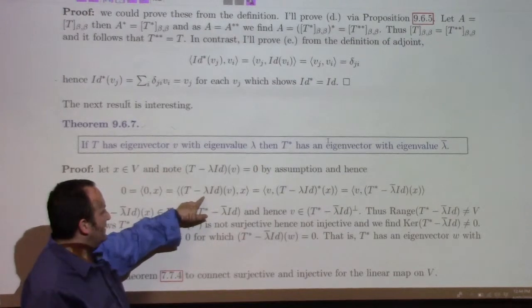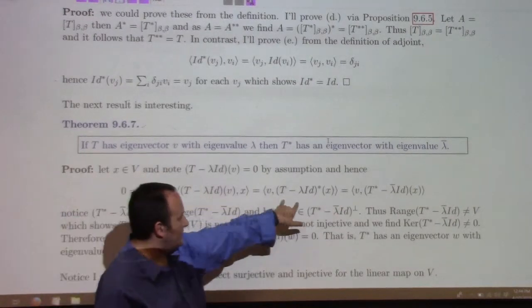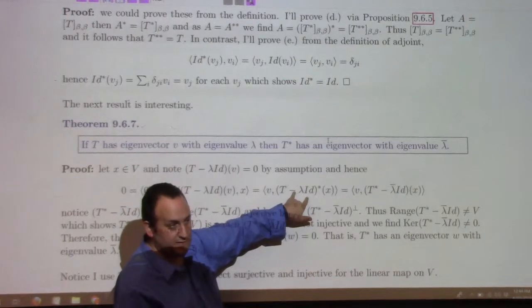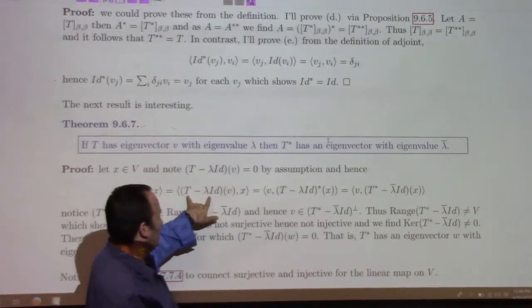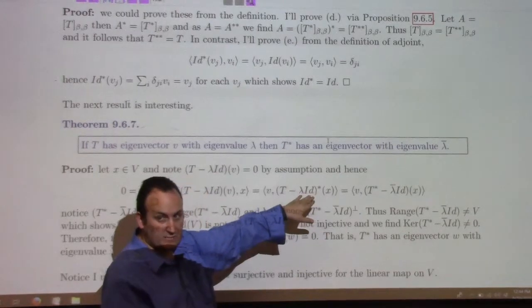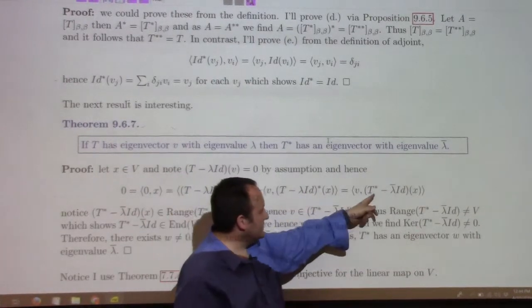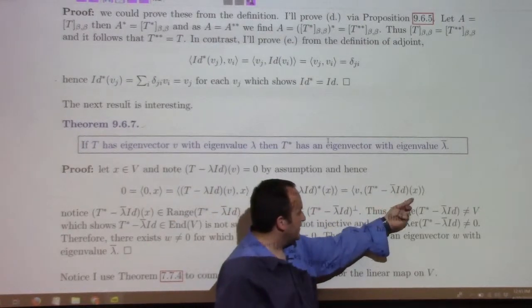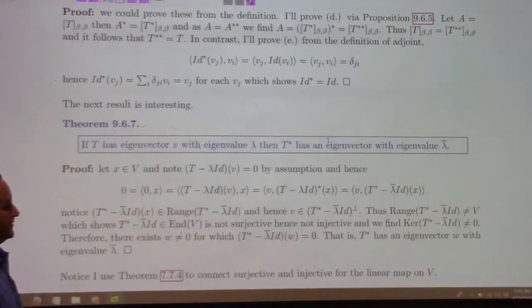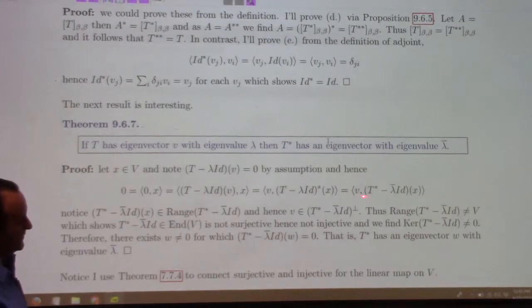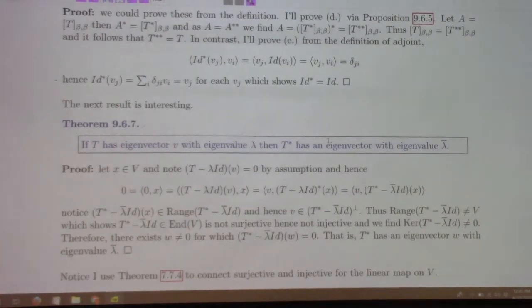So there it is. But you notice I take this and I move it over to there. That's just something that's true for the adjoint. If you take a transformation, any transformation, and move it over there, that puts an adjoint on it. And then by properties of the adjoint, this is T star minus the complex conjugate of lambda times the identity, applied to x. All right? And so what we have is that v with this is equal to 0. What does that say about v? Well, let's see here. So I said, notice that this is in the range of that map. Does that make sense? I mean, that's the definition of range.